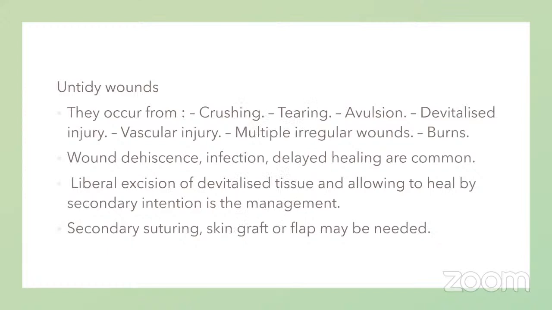And the second classification is untidy wound. There are a lot of examples for untidy wound. It can occur from crushing, tearing, avulsion, devitalized injury, vascular injury, multiple irregular wounds, or even burn. And wound infection, dehiscence, and delayed healing are common. It's quite easy for us to understand untidy wound, because we know the tissue loss is much more when compared with the tidy wound. Liberal excision of devitalized tissue and allowing it to heal by secondary intention is the management. Secondary suturing, skin graft, or flap may be needed, as we discussed earlier.